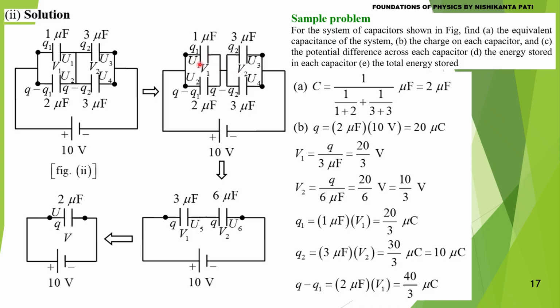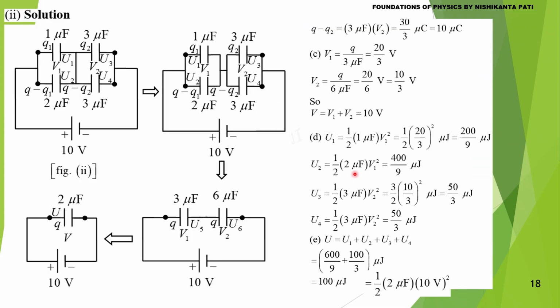Then the energy stored U1 is Q1 square by 2C, or half C1 V1 square. Similarly, for the other capacitors, the total energy is U1 plus U2 plus U3 plus U4. That is also half CV square.